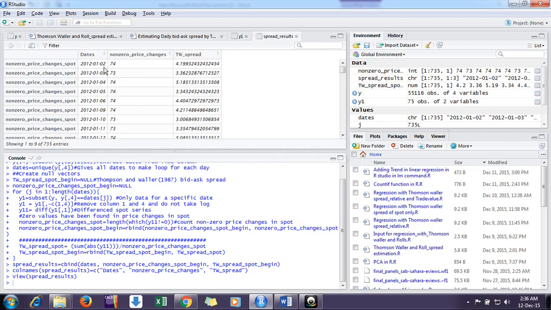These are the results for each date: the number of non-zero price changes, and the Thompson Waller spread is given here. It is in rupees. So this is the way, friends, we can compute the Thompson Waller spread. This is a major use when you have high frequency data for every day, but you do not have the luxury of having bid ask spread. In that situation, we can estimate it.